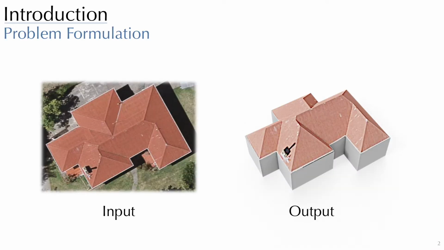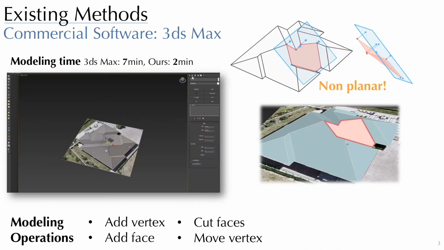The problem we want to solve is to model a planar roof in an efficient way. For example, given an aerial image shown on the left, the goal is to reconstruct a 3D roof as shown on the right that is planar and consistent with the image.